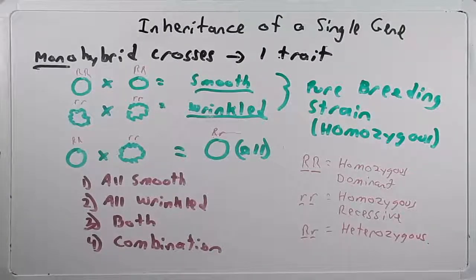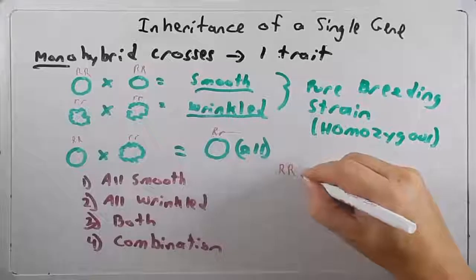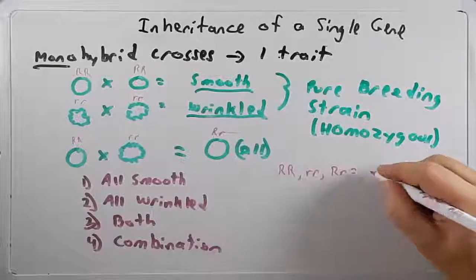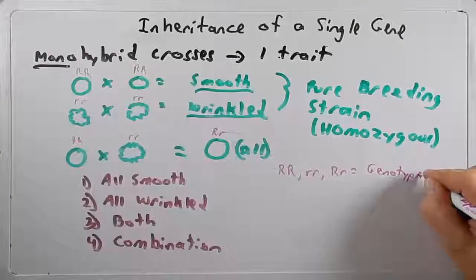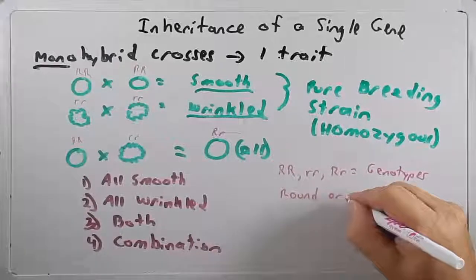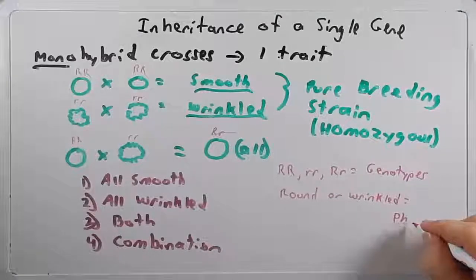Let's also take this opportunity to review a couple other terms. In this case, big R, little r, and big R, little r, these are genotypes. We talked about that before, but it's good to mention it again. The trait of being round or wrinkled is the phenotype.